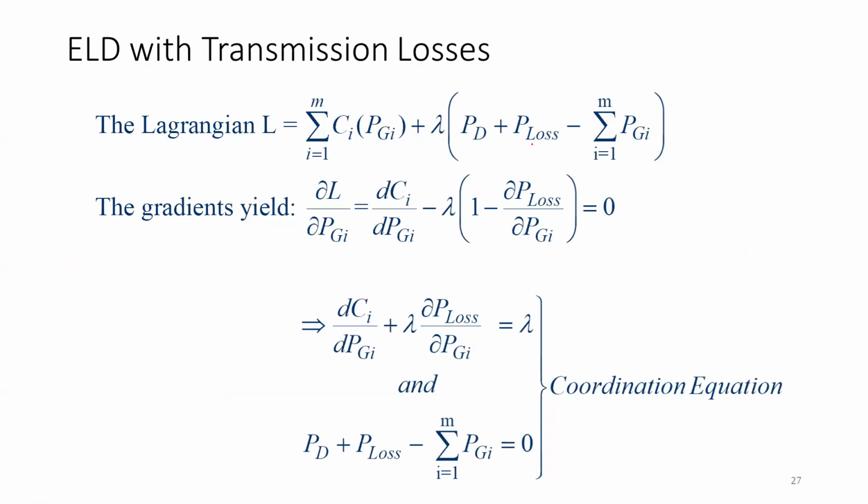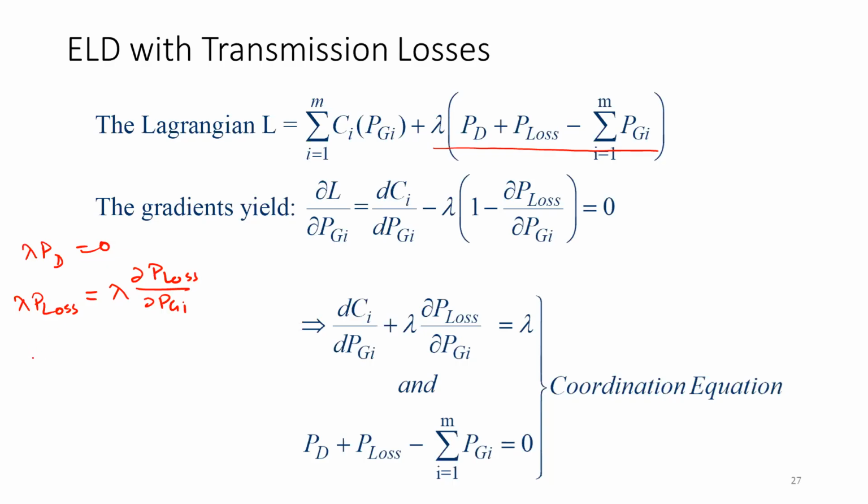Okay, so we are only interested in this portion, okay? So in this portion only. I know that the partial derivative of lambda PD is 0. There is no confusion about that. The partial derivative of lambda P loss will be lambda ∂P loss by ∂PGi. Okay, there is no confusion about that.